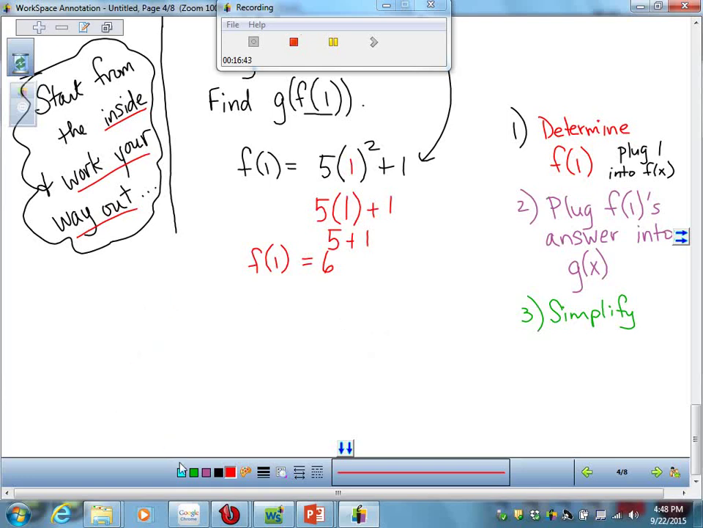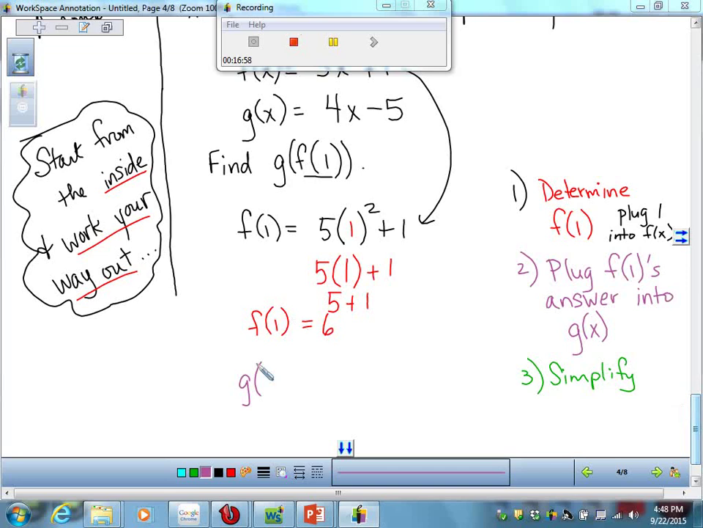So my next step is to take and plug the 6 into my g function. So g of x was equal to 4x minus 5. So this 6 is going to come in here and replace this x. So I take out the x, leave an open space, plug in the 6.